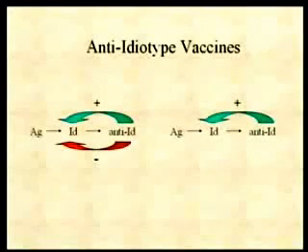So why would you want to do this? Why not just inject antigen? Well, if the antigen is particularly toxic or dangerous to administer, this is an alternative approach, to inject the anti-idiotype. So there's a lot of interest in trying to develop these anti-idiotype vaccines as a way of getting around the fact that we can't always inject the antigen because it may be too toxic.